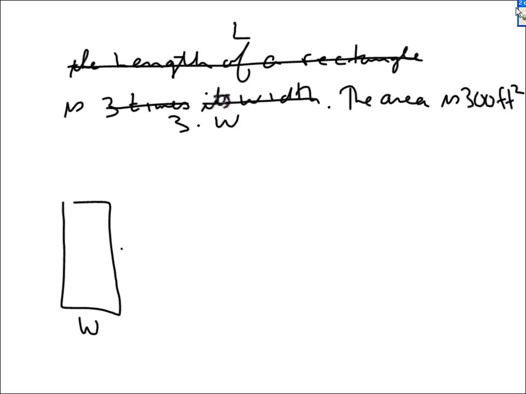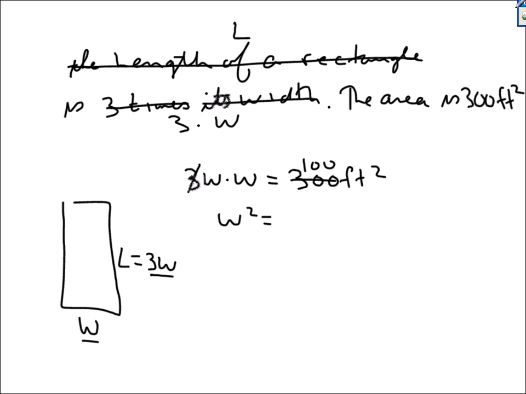So let's draw a little picture. Here's the width and the length. But the length is 3W. And you should know that area is side by side, length times width. One side times the other side is 300 square feet. I would divide by 3 right away. And this will give me 100 square feet. So W squared is 100 square feet. So W is equal to plus or minus, but then again, W must be positive. The square root of 100 is 10.